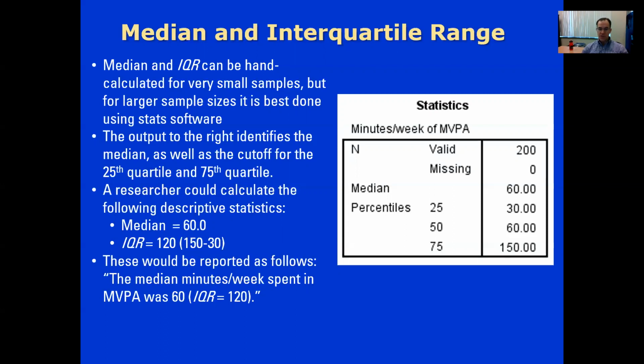And you can report this as a median of 60. And the IQR would simply be the 75th percentile minus the 25th percentile, or 150 minus 30, and so your IQR would be 120. And this would be reported in the literature as the median minutes per week spent in MVPA was 60 with an IQR of 120. So the idea is that using the IQR gives you a broader view of where the majority of the data would fall.